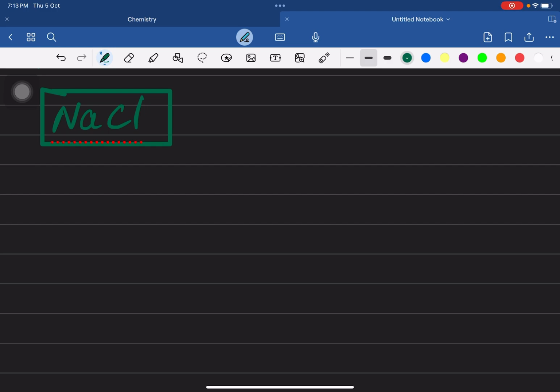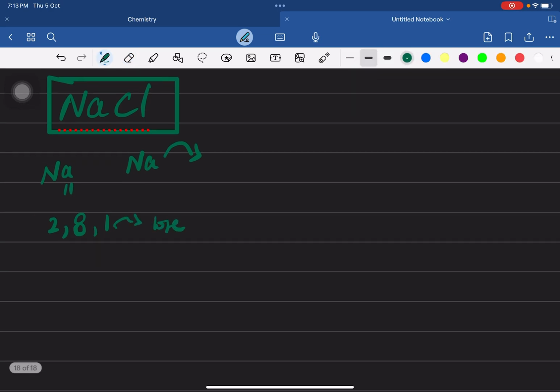Now what is the electronic configuration of sodium? Sodium is basically Na 11. It means in the first shell it has 2 electrons, in the next shell it has 8 electrons, and in the last shell it has 1 electron. And as you know, Na loses 1 electron, so it will lose this electron.